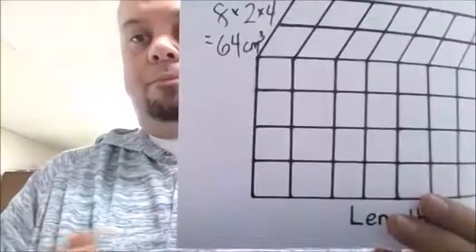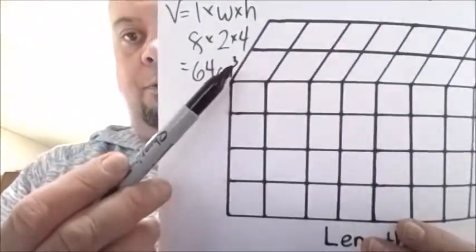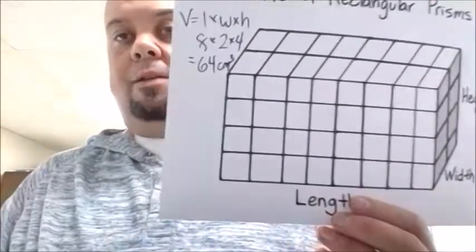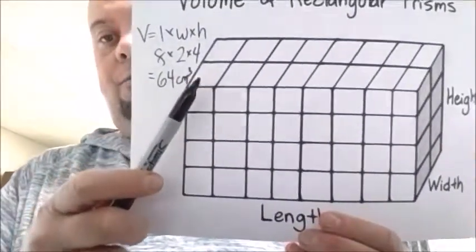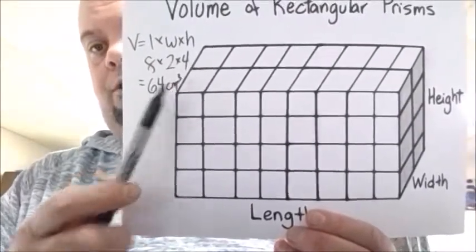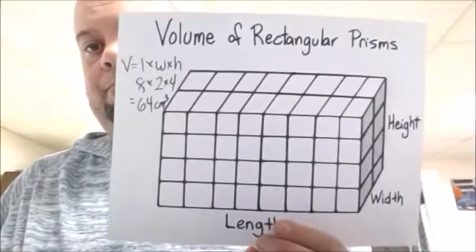So if I write this down real quick, volume equals length times width times height. It's 8 times 2 times 4, which equals 64. And then we would put centimeters with that exponent of 3, and that tells you that there were 3 different measurements multiplied together. So 64 centimeters cubed, or 64 centimeters to the 3rd power with that exponent.